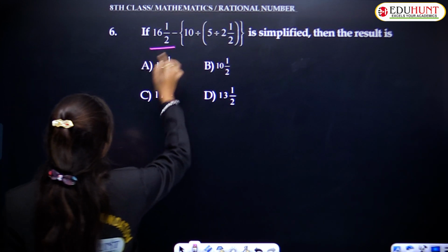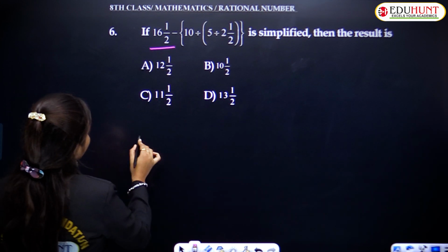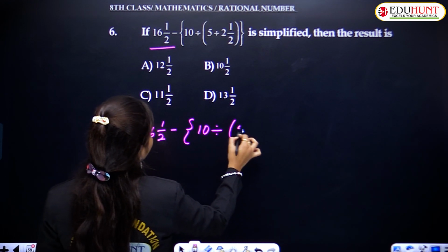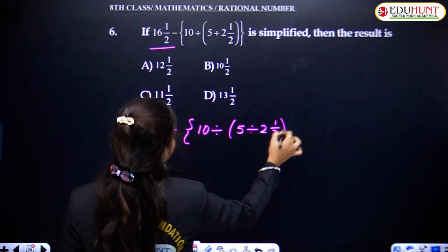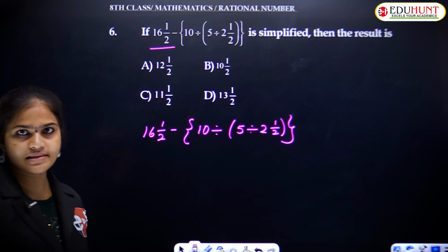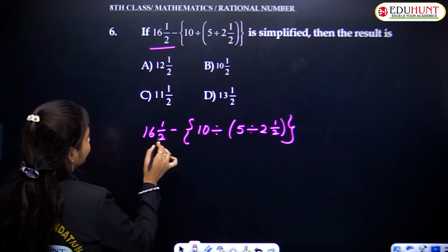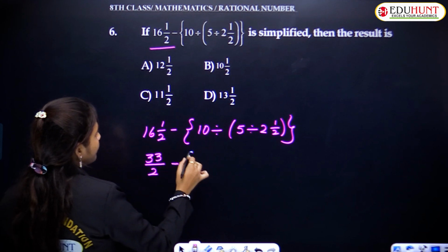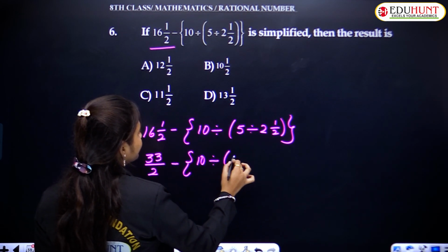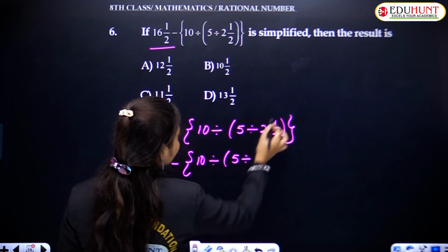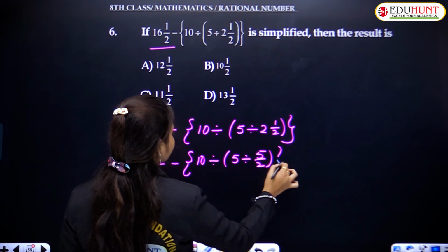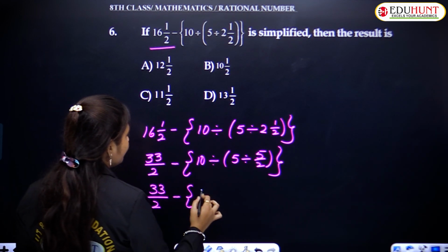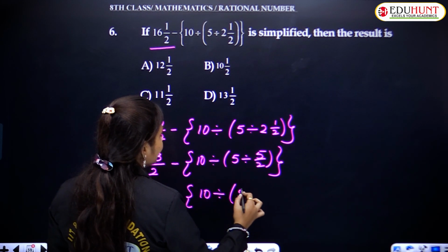So if 16 and half minus of 10 divided by 5 divided by 2 and half is simplified, then the result is, so see here 16 and half, 2 16s 32, 32 plus 1 33, so 33 by 2 minus of 10 divided by, here 5 divided by 2 and half means 2 2s are 4 plus 1, so 5 by 2, clear?